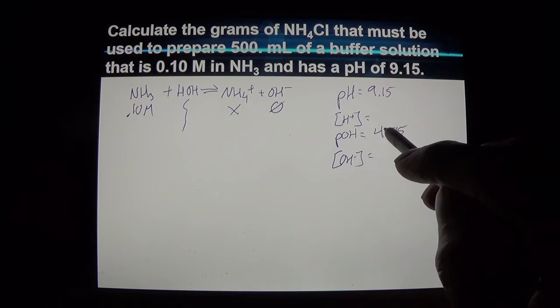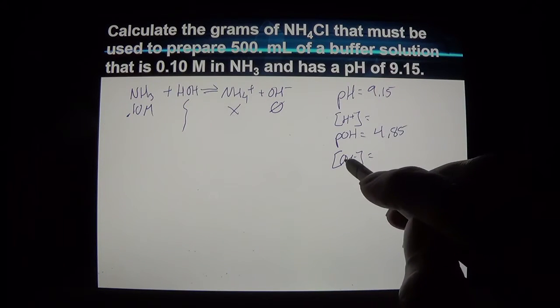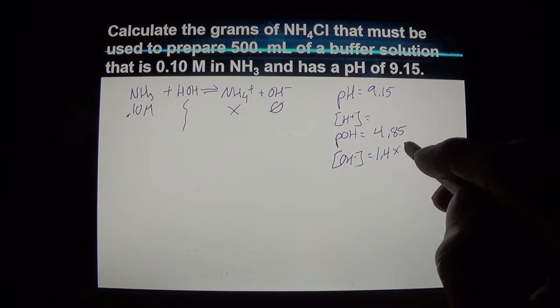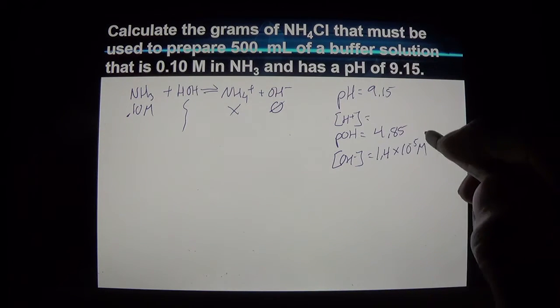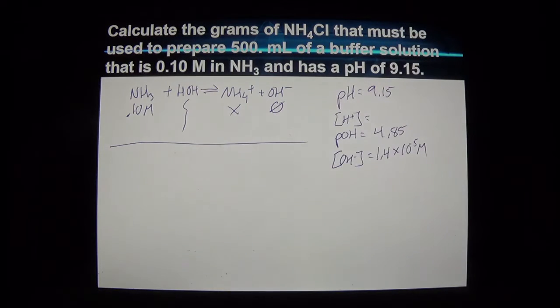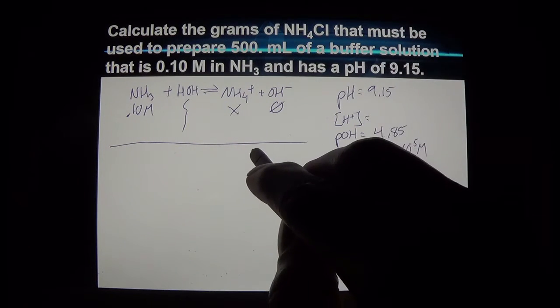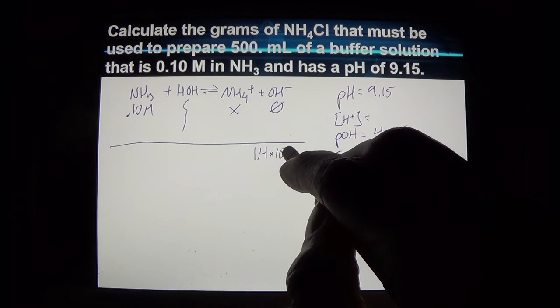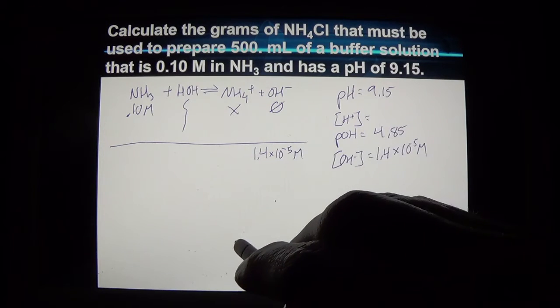Okay. Review it on your own if you need to, but turning that into my OH I find is 1.4 times 10 to the minus 5 molarity. Now, what is significant about that is that that is my final, my at equilibrium concentration. At the end of the problem, my OH minus is that concentration. So I can right now, at equilibrium, write that number right here because that is what that number is.